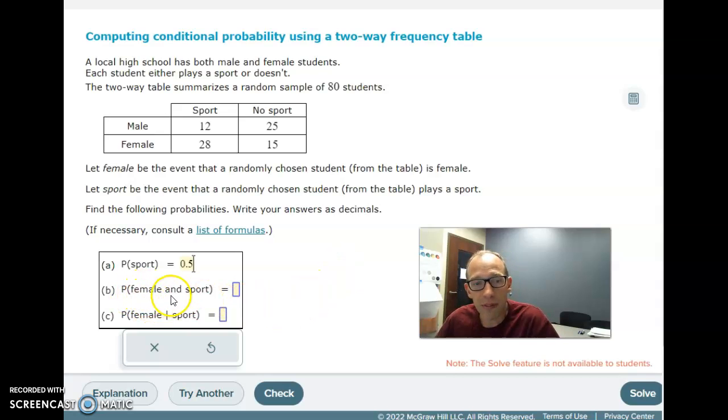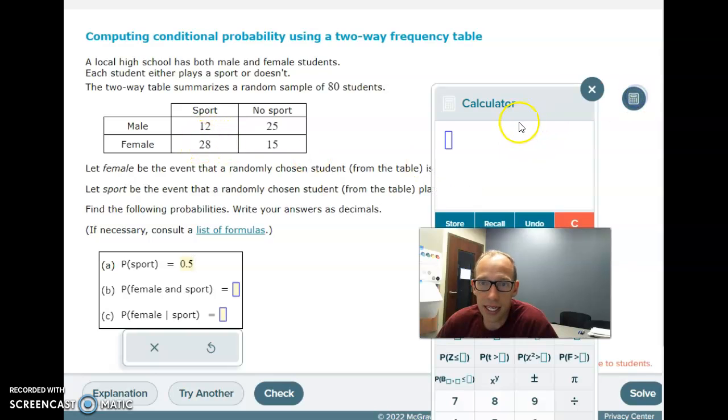Next, we have the probability of female and sport. The "and" is always going to narrow our results. So here you have to be female and you have to be sport. We have to be in this lower row, the female row, and in the sport column. The only way to satisfy that is to be one of these 28 right here. They're in the female row and in the sport column. Again, there's no condition given to us, so it's just 28 divided by 80. We can do that on our Alex calculator to get 0.35.